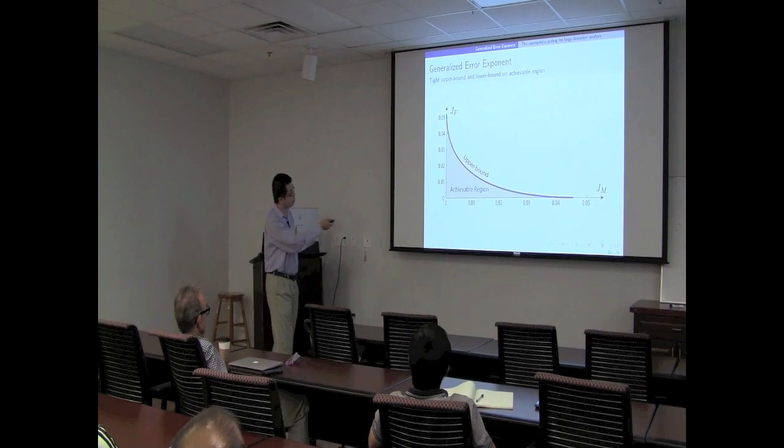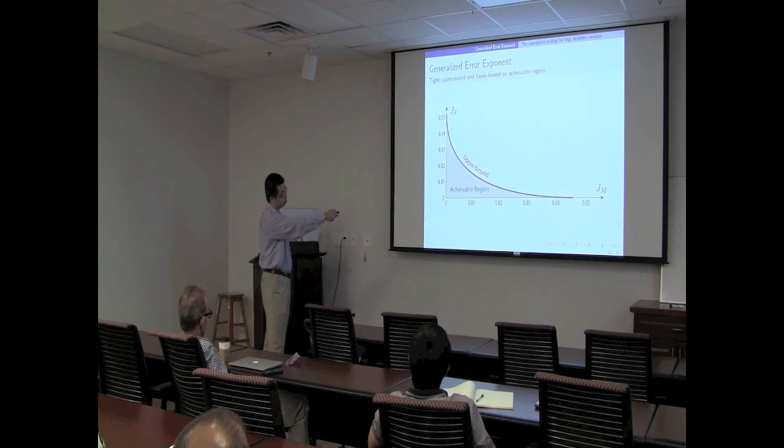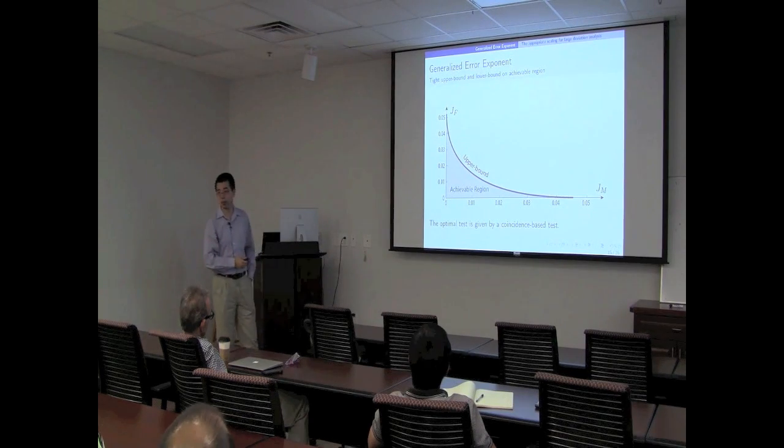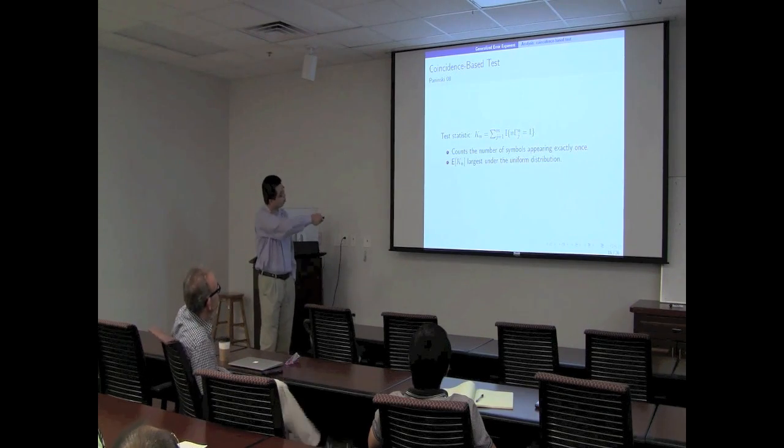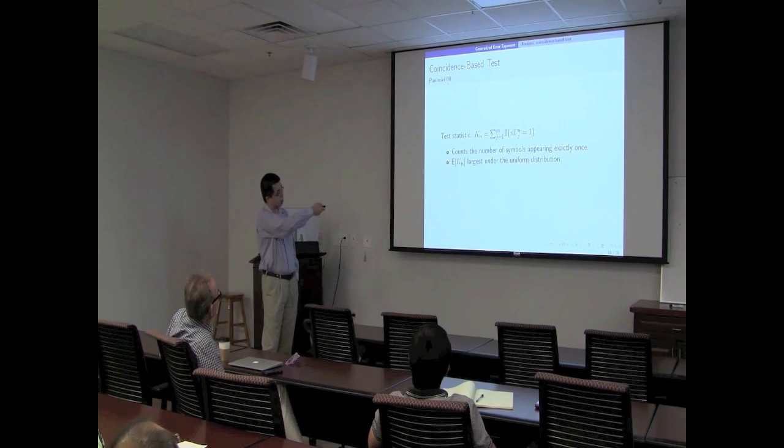So therefore, we have a result that's not just tight in terms of scaling, but you also have a tight result on rate. And the optimum test that achieves this upper bound is one interesting thing called the coincidence-based test. Okay, so let's go into that. What does that mean? It was proposed by Paninski, and he looked at the test statistics.